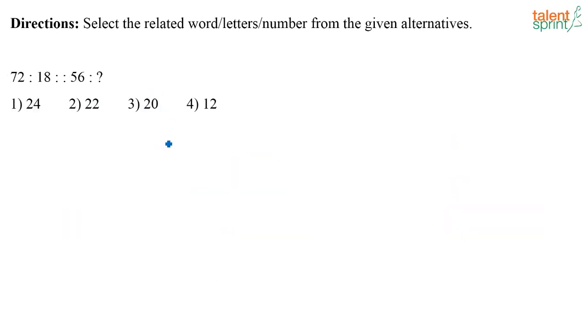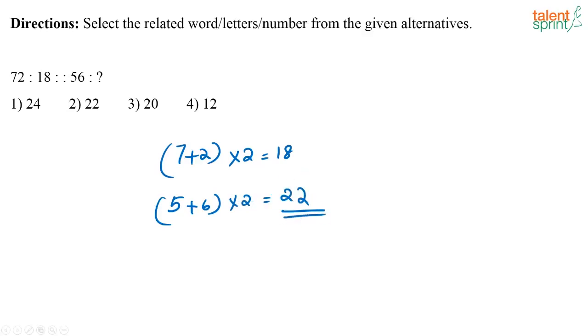Next one. 72 is to 18 as 56 is to dash. So what's the logic that you have used? Correct. 7 plus 2 into 2, that is equal to 18. So similarly, next one will be 5 plus 6 into 2, that is equal to 22. Correct answer is option 2. Add the digits, multiply by 2. That will give you the next number.